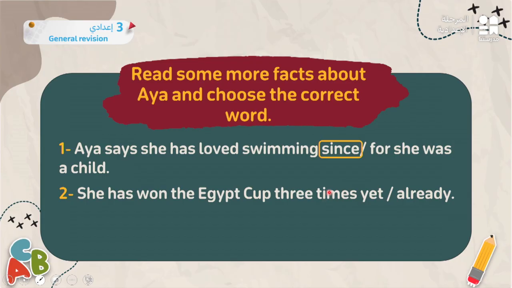she has won the Egypt Cup 3 times already. يعني هي خلاص انتهت من إن هي كسبت الكاس 3 مرات. دي مش جملة نيجاتيف عشان أستخدم yet.